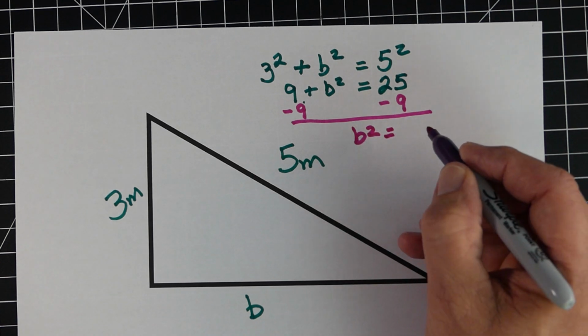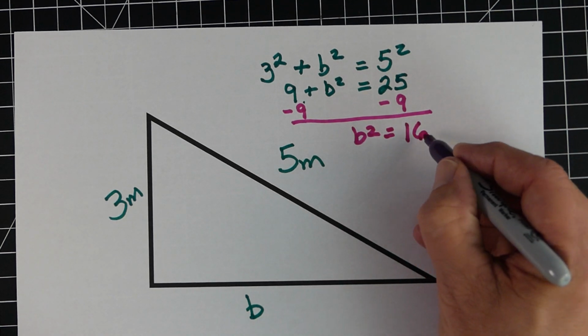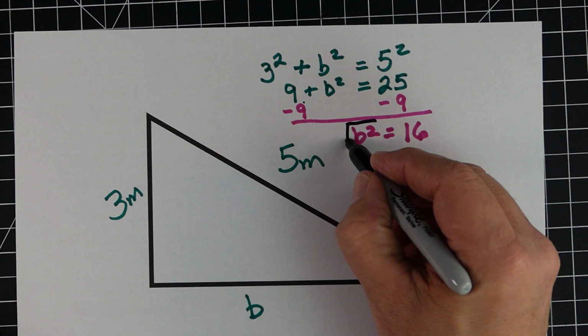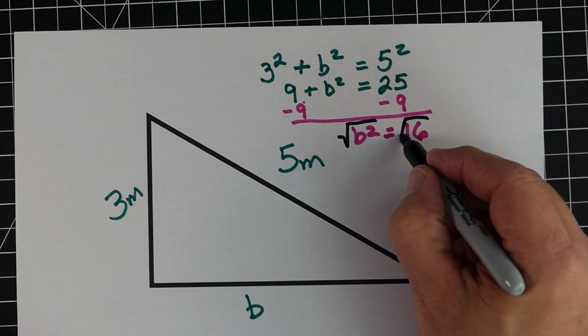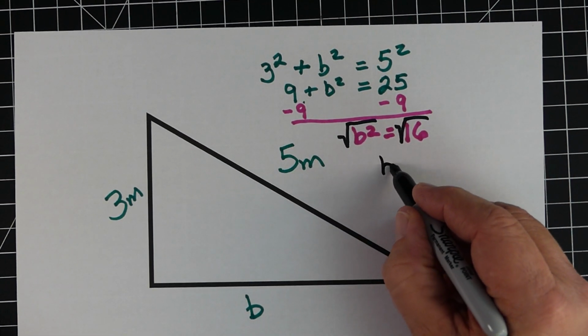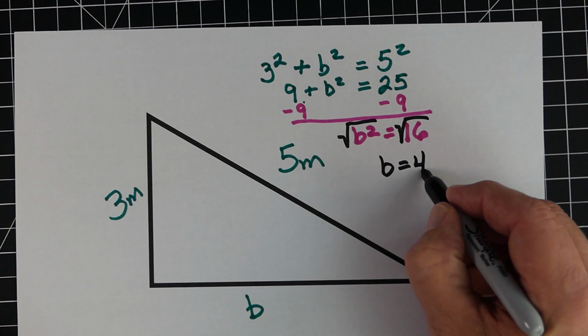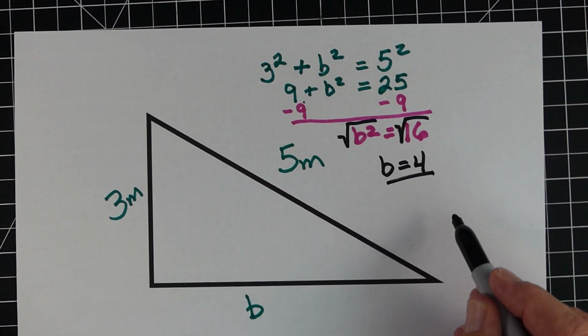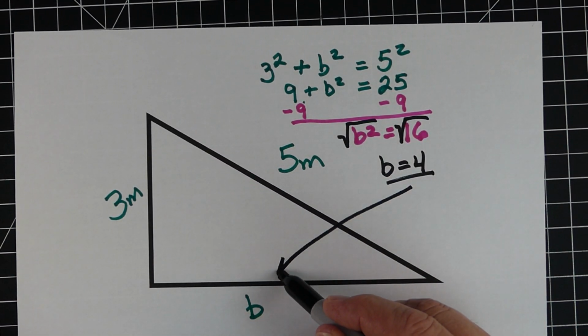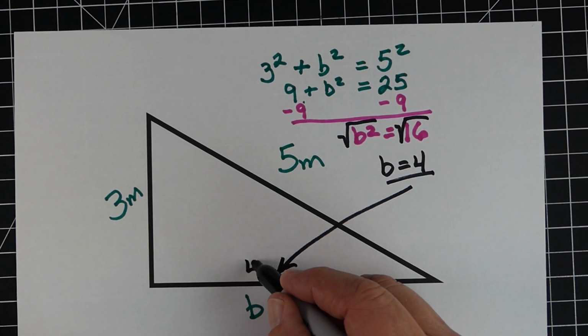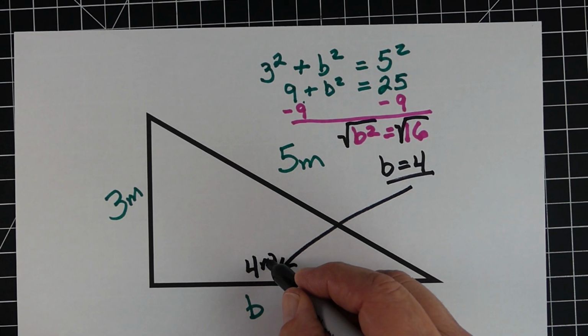And again, 16 is not the actual length. So what we have to do is find the square root of both of these numbers. The square root of b squared is just going to be b. The square root of 16 will be 4. So the missing length here would be 4. Now some of you know that because we've already used this example a couple times. So that would be 4 meters.